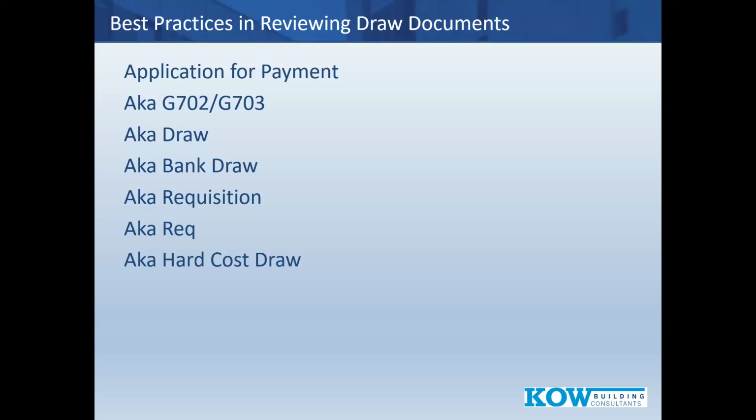Now, most often you'll hear abbreviated draw or G702. Doesn't matter. They're saying the same thing. The G702 and G703 refers to the American Institute of Architects, who have developed lots of different formats and templates for things. In their G series of documents, they've noted that the G702 is the signature page, I'm going to show you in a moment, and the G703 is the backup or detail page. It just so happens that that's the numbering system they use for those two documents. So that's what it's usually abbreviated to.